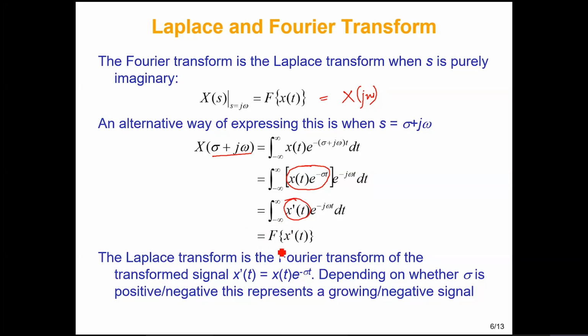So we can say that the Laplace transform is the Fourier transform of x prime of t, which is x of t multiplied by e raised to the power of minus sigma t. In other words, if you multiply your signal with e raised to the power of minus sigma t and take its Fourier transform, that is actually the Laplace transform. So these are different ways of looking at the relationship, and this is the one that makes more sense and is easier to remember. If we take the purely imaginary part of s, in other words sigma equal to 0, then we end up getting the Fourier transform.